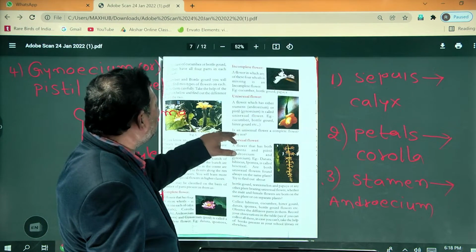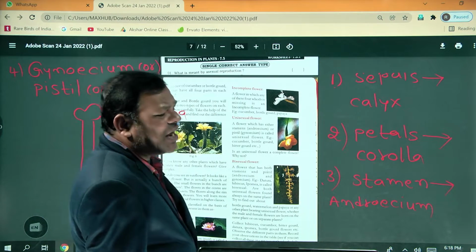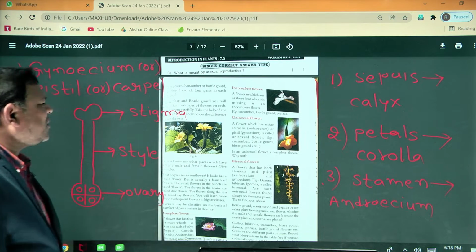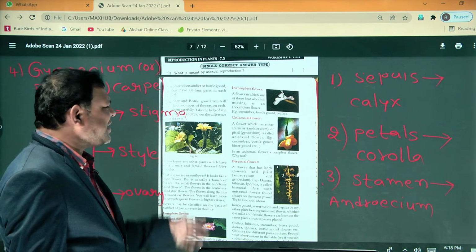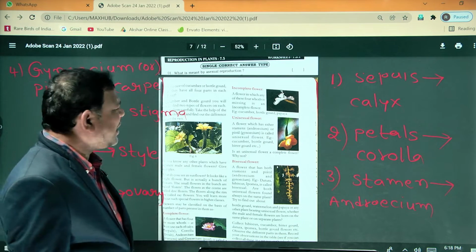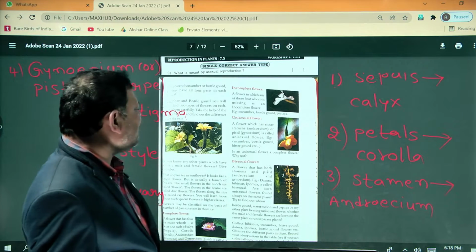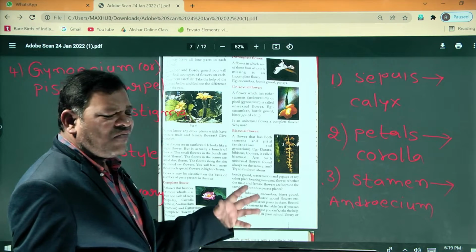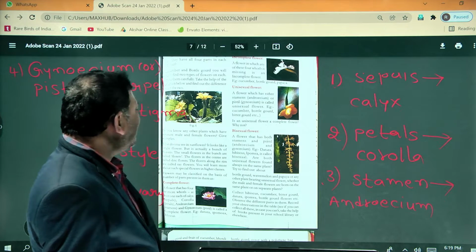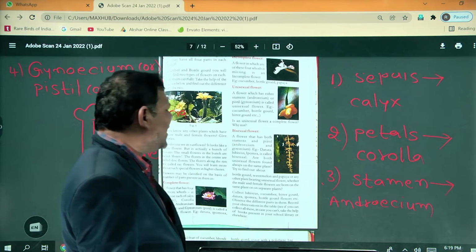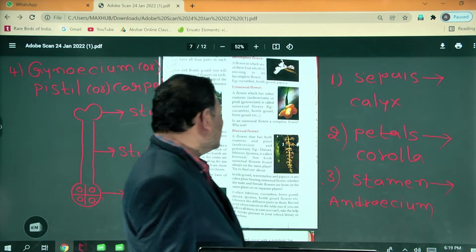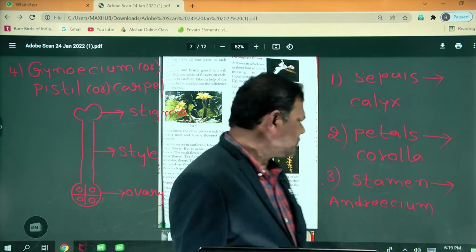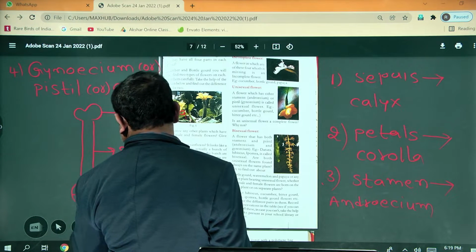Incomplete flower means any row is absent, that is known as an incomplete flower. Example, cucumber, bottle gourd, papaya. Unisexual flower means a flower which has either stamens or pistil, or androecium or gynoecium, any one is present. Example, cucumber, bottle gourd, bitter gourd. Next, bisexual flower. A flower containing both the stamens and pistil, or androecium and gynoecium, is called a bisexual flower. Example, datura, hibiscus, ipomoea. Is it clear? Do you understand?